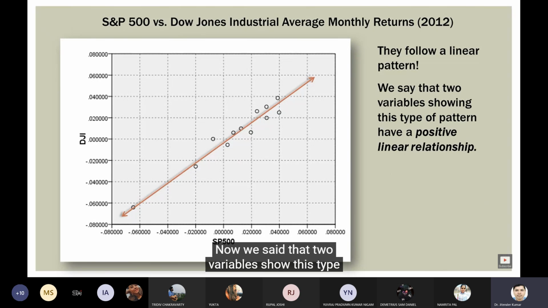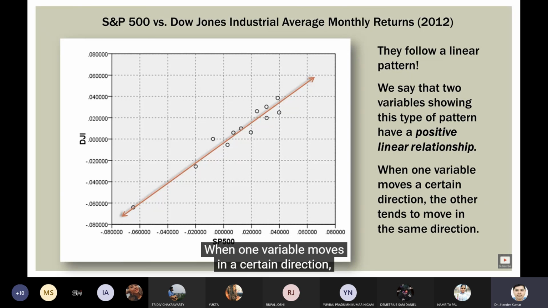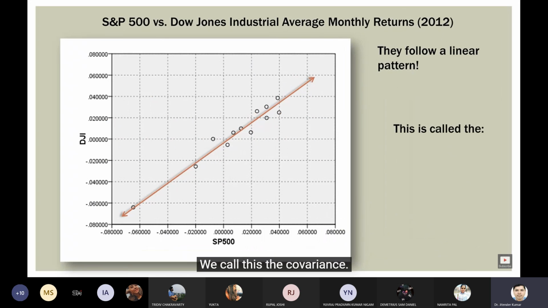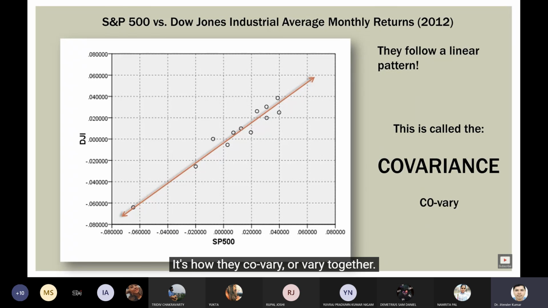Now, we said that 2 variables that show this type of pattern have a positive linear relationship. When one variable moves in a certain direction, the other tends to move in that same direction. We call this the covariance. It's how they co-vary, or vary together.